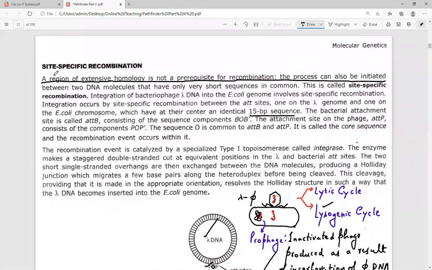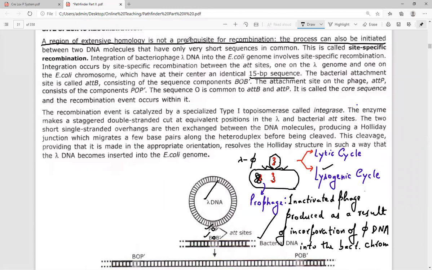So a region of extensive homology is not a prerequisite for recombination to take place. The process can also be initiated between two DNA molecules when they have a very short sequence in common. Such recombination is commonly referred to as site-specific recombination, where the phage DNA can integrate into the chromosome at a particular site.